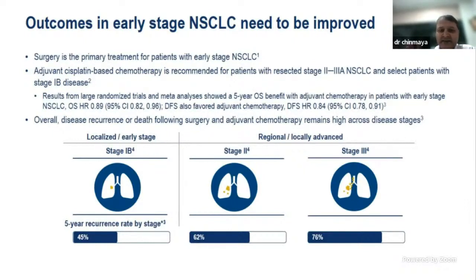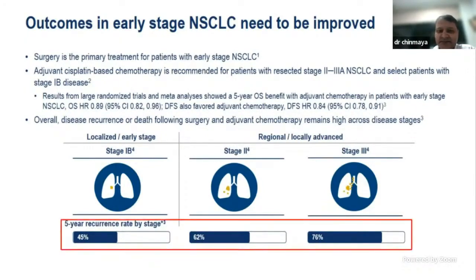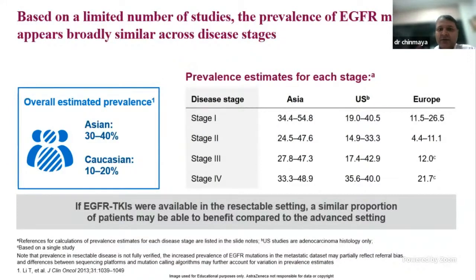But recurrence is inevitable. The 5-year recurrence rate is 45% in stage 1B, 62% in stage 2, and 76% in stage 3. So definitely there is an unmet need for development in the curative setting in early or locally advanced disease. If you see the slide, the overall estimated prevalence of EGFR mutation in stage 1 to stage 4 is in the range of 30 to 40% in the Indian subset, and in Caucasians it is 10 to 20%. So if EGFR TKI were available in the resectable setting, a similar proportion of patients may benefit, extending the benefit we have already got in the advanced setting.